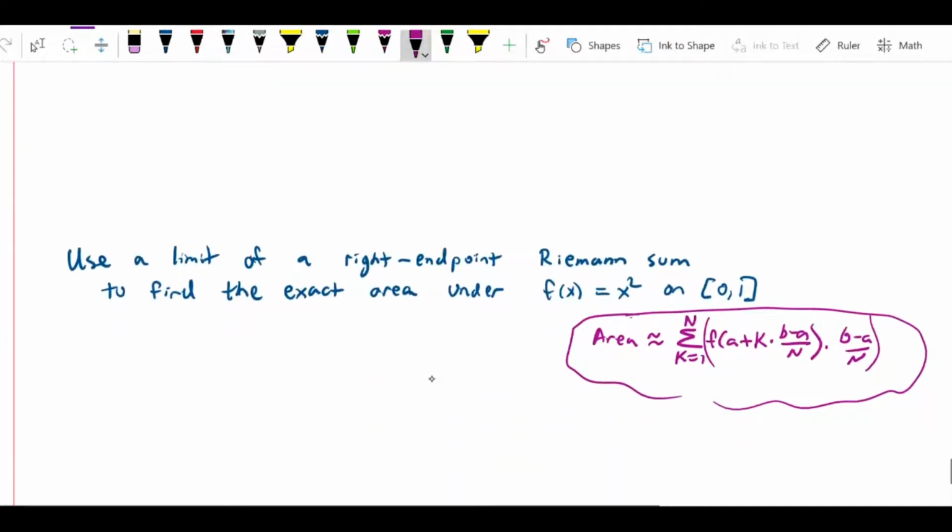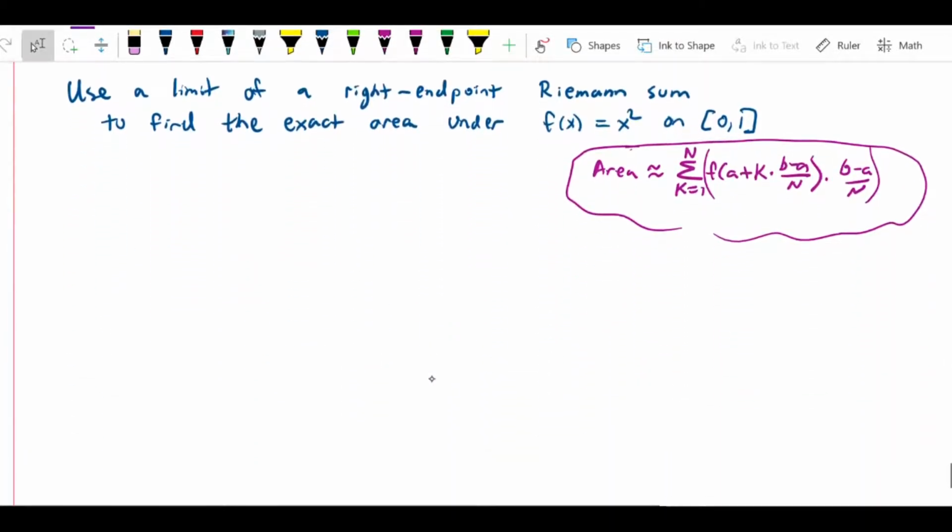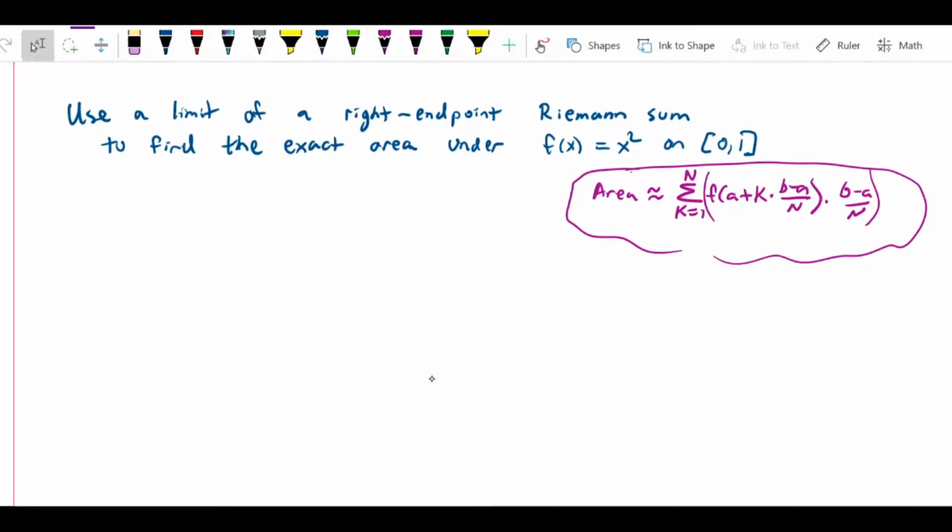So what we're going to do is use the limit of a right endpoint Riemann sum to find the exact area under f of x equals x squared on the interval 0, 1. I've put up here again the formula for the right endpoint equal length interval Riemann sum, which I've been calling the area approximation. We now know the term for this is a special kind of Riemann sum. Okay, so I want to be able to find this area.